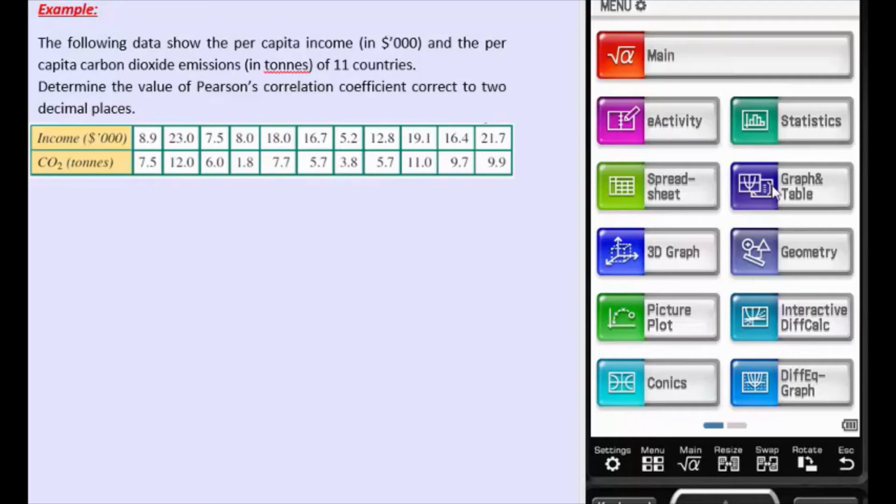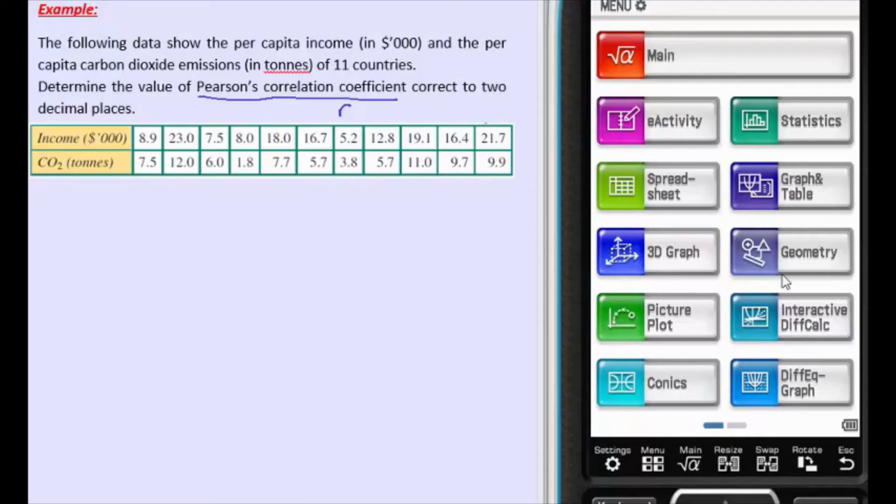We're being asked to find Pearson's correlation coefficient, or the correlation coefficient, which is R, by using our calculator. Now remember, you're never going to be expected to find Pearson's correlation coefficient manually, so we're going to chuck stuff into our calculator anyway. Here's how we do it.